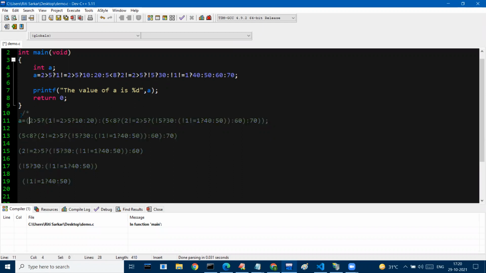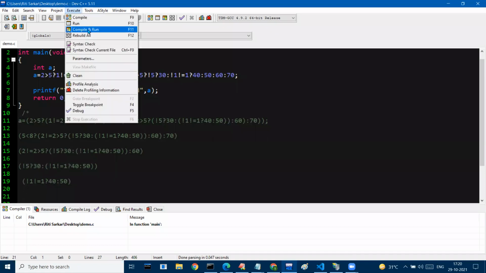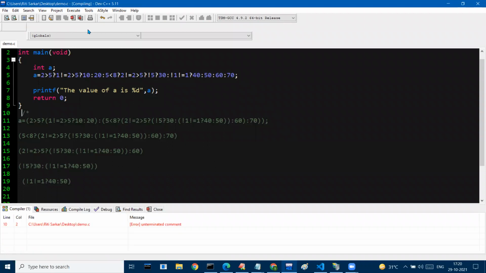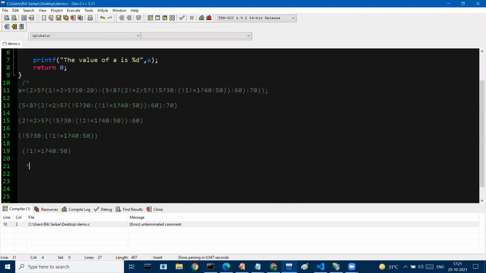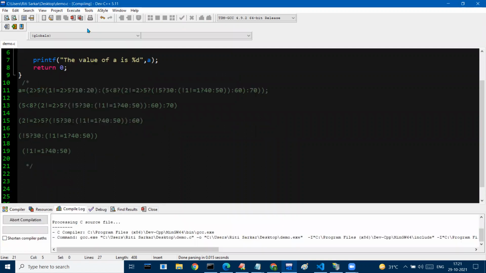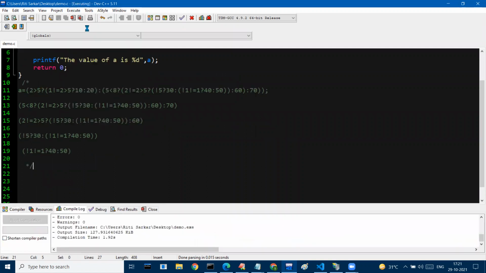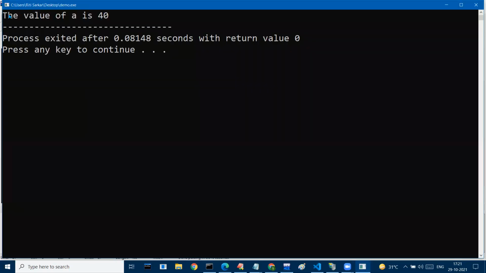Let's see. Is anything there, or do I need to comment this entirely? Let me comment this. Execute, compile and run. The value of A is 40. As per our expectation, the value is 40.